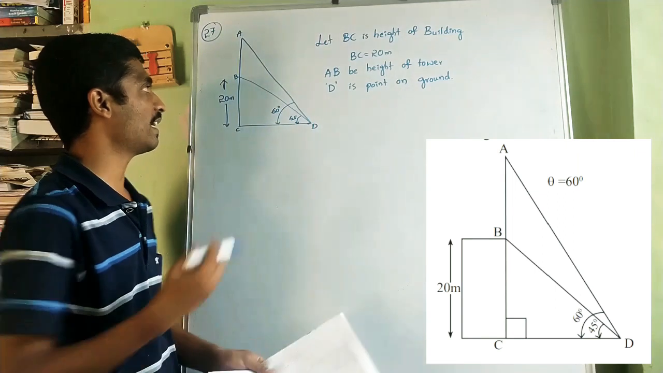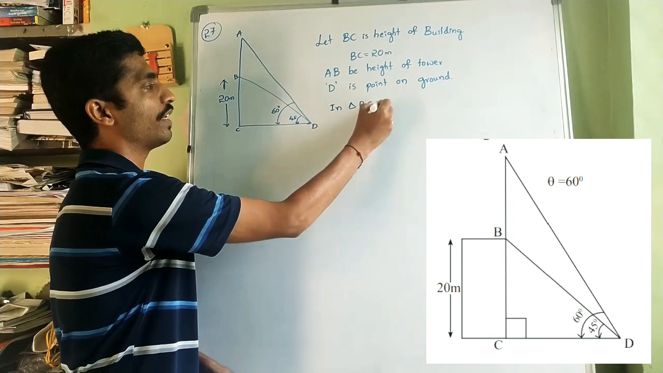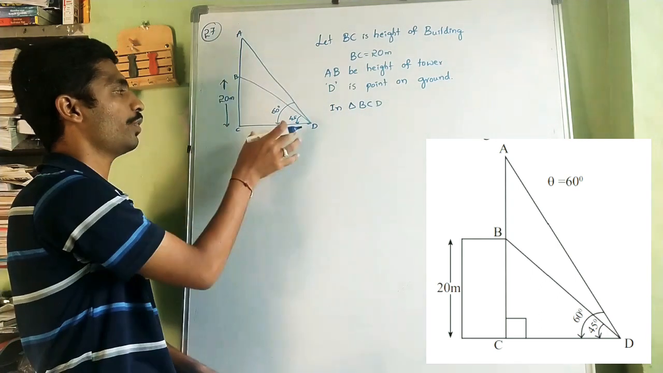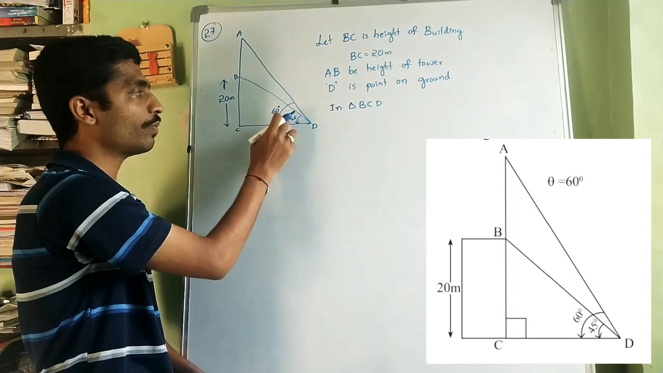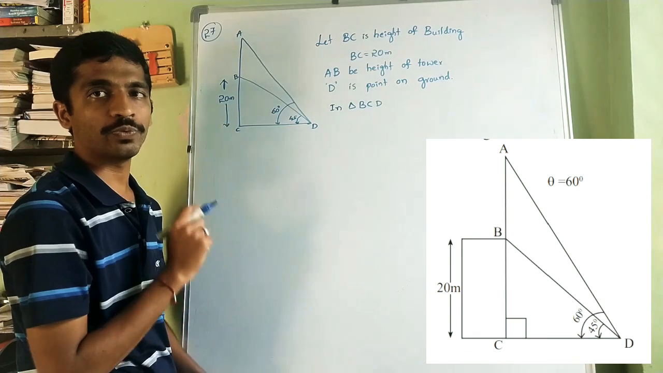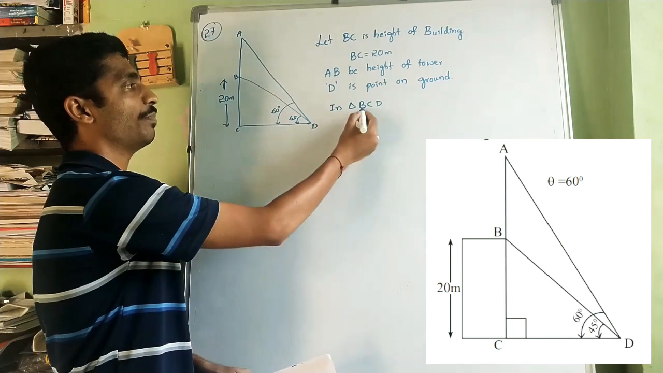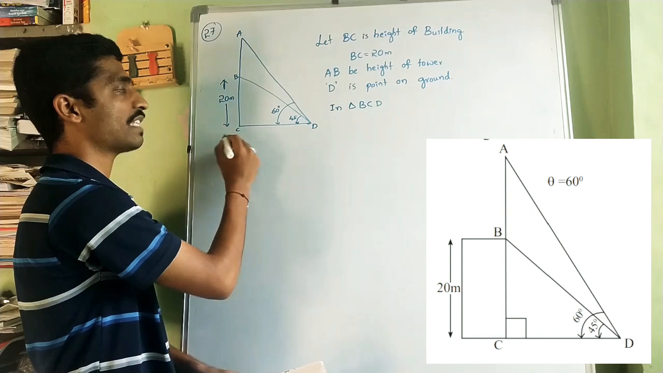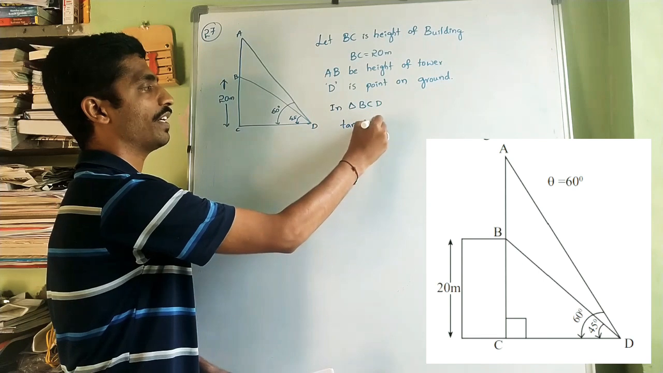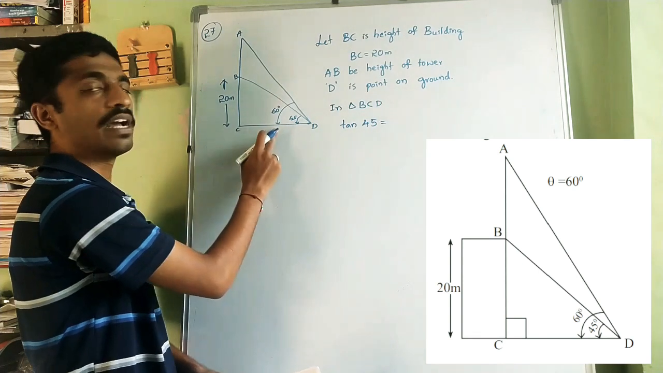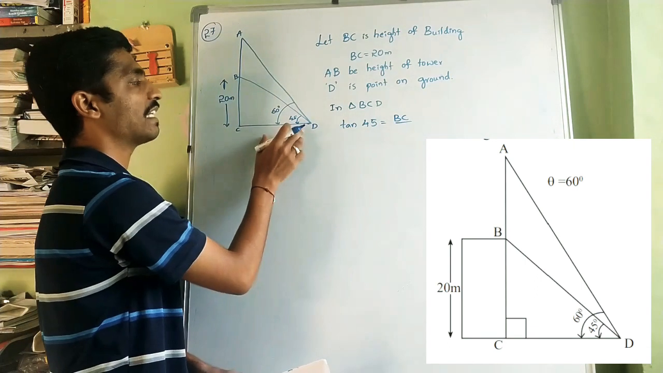Let's take triangle BCD. Why did I take that one only? We know BC, we don't know DC, and we know one angle and one side. If we know that, then it will be easy to find the other side. So in triangle BCD, 45 degrees is there, the opposite side is given, and we have to find the adjacent. So directly you can take tan 45 degree. Tan 45 means opposite by adjacent. Opposite means BC, and adjacent is DC.